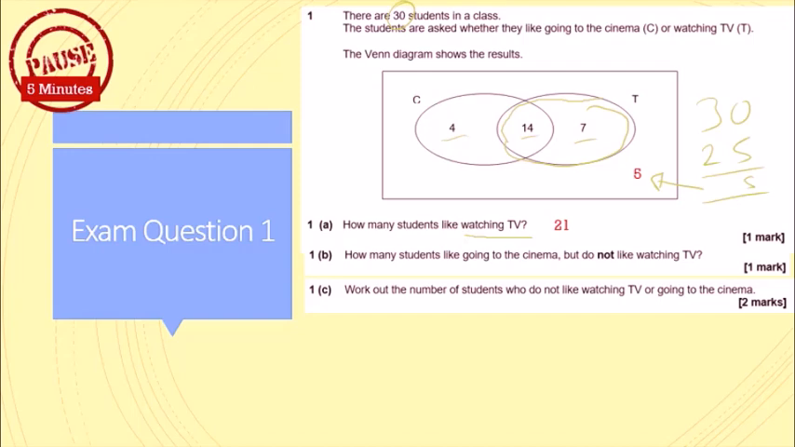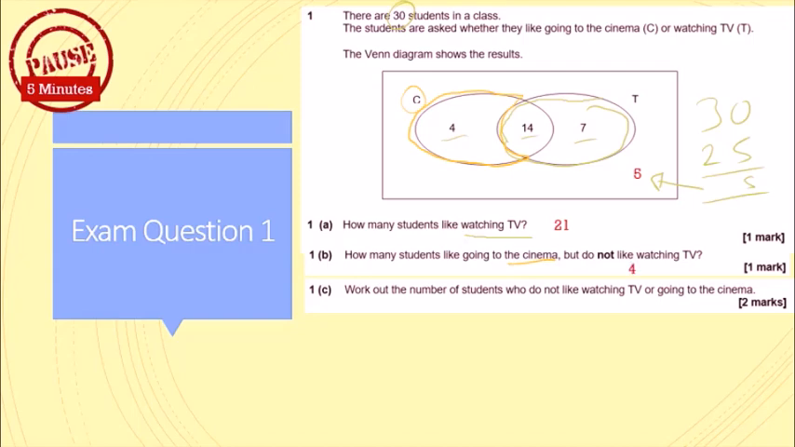Okay, how many students like going to the cinema but do not like watching TV? So all the students that like going to the cinema is the left hand circle, but some of those also like watching TV. So the 14 of those like watching TV and going to the cinema, but 4 of them just like going to the cinema and not watching TV. So that answer there, 1B, would be 4.